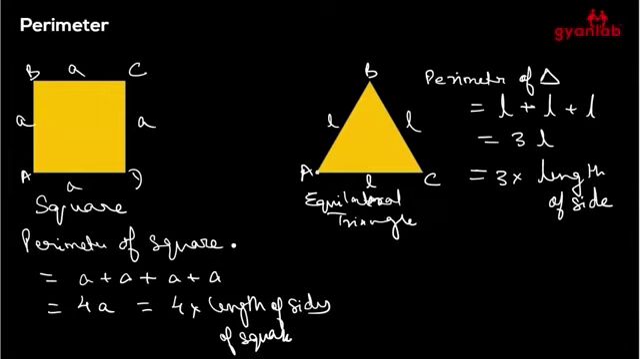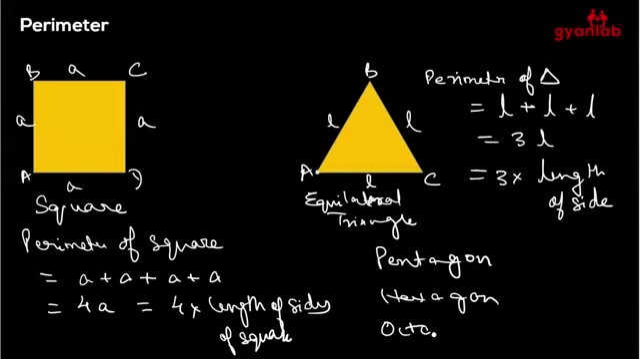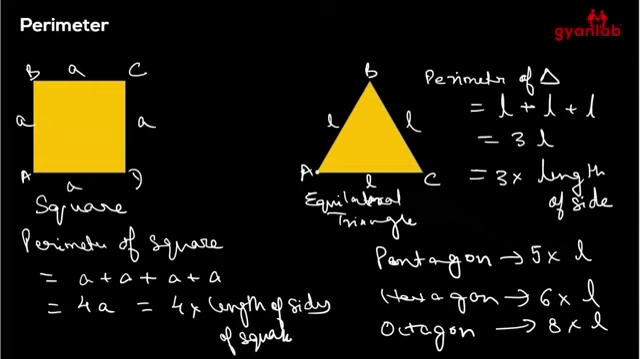Now you see that in case of a square, it is 4 times the side and for an equilateral triangle, it is 3 times the side. So we can use this to extrapolate it to other figures such as a pentagon or a hexagon or an octagon as well. And it's simple that in case of a pentagon, the perimeter would be 5 into the length of each side. For hexagon, which has 6 sides, it will be 6 into length of each side. And for octagon, it will be 8 into the length of each side.